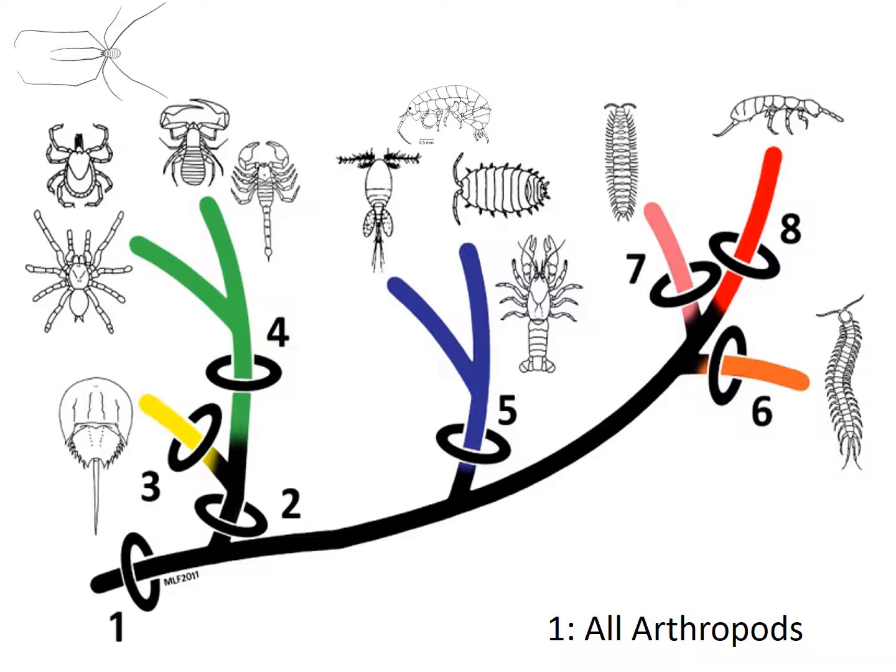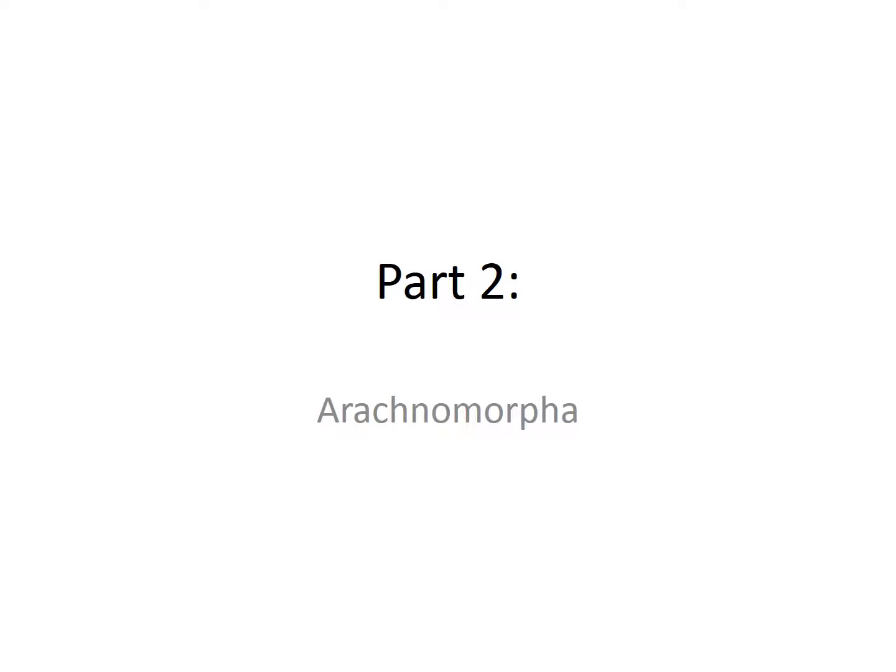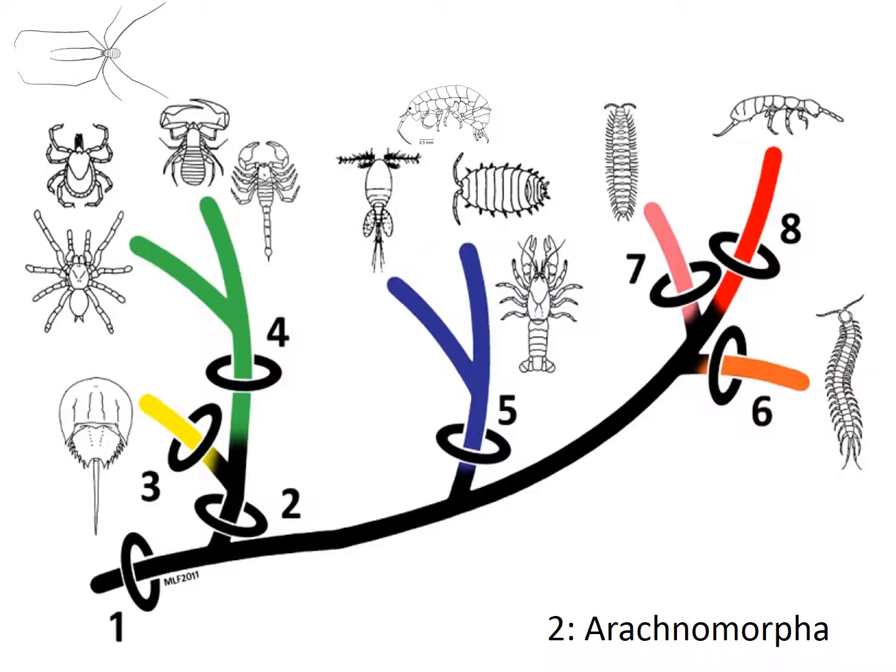Welcome back to an introduction to arthropods. If you recall, last time when we left off, we were at the base of this arthropod family tree, down here at ring number 1 with all arthropods. And we're going to move our way up this tree today into the first one of these branches with part 2, Arachnomorpha. Arachnomorpha is located here at ring number 2. It's the yellow and green branches of this tree.